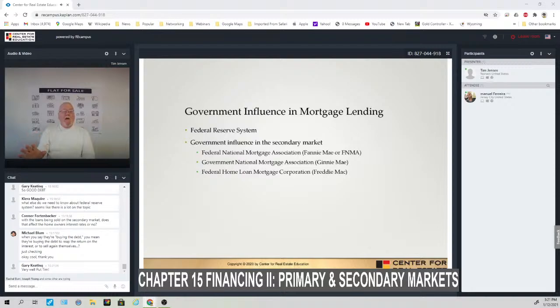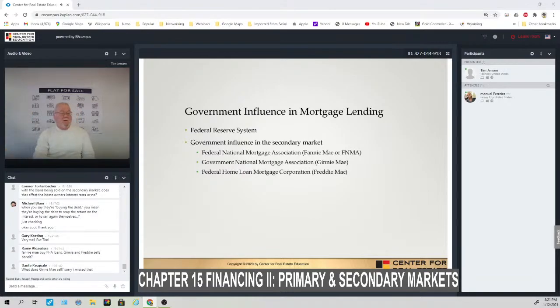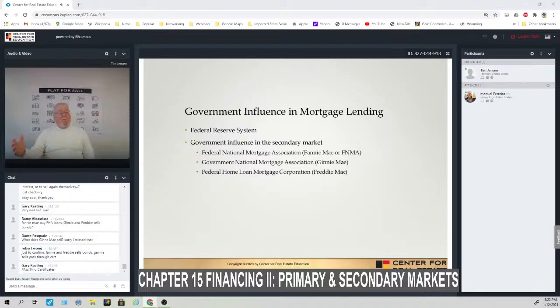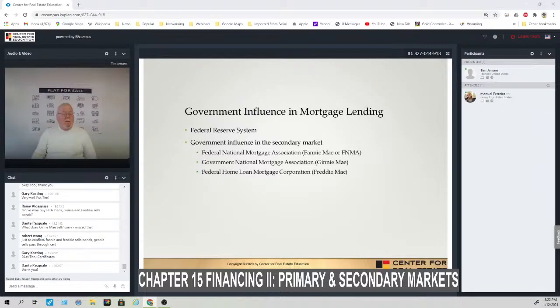Again, this is all you got to know about this stuff to pass an exam. Other than that, doesn't matter what they do, who they are, or anything else. What does Ginnie Mae sell? They sell pass-through certificates as investment vehicles, meaning a pass-through certificate will generate an income which is treated like a dividend, a cash payment, a pass-through of profits, if you will. All right, moving on. Good.